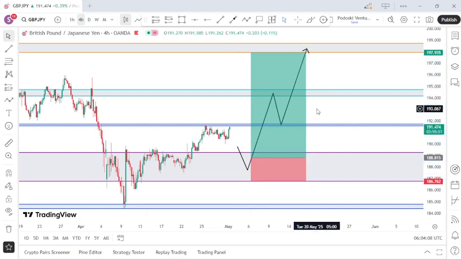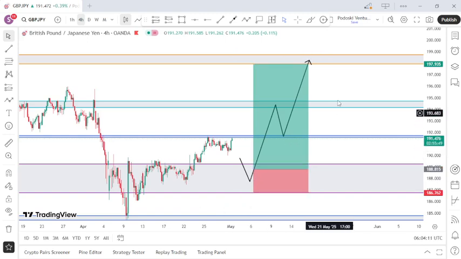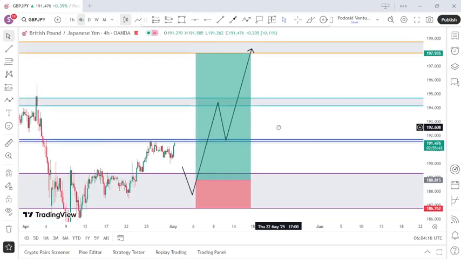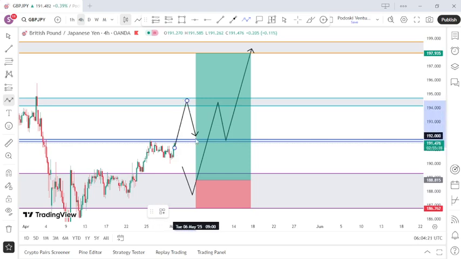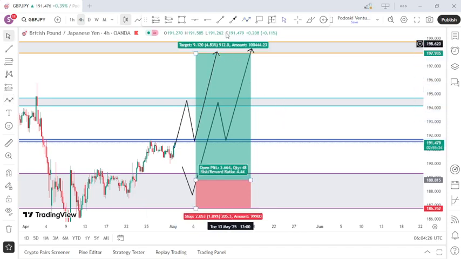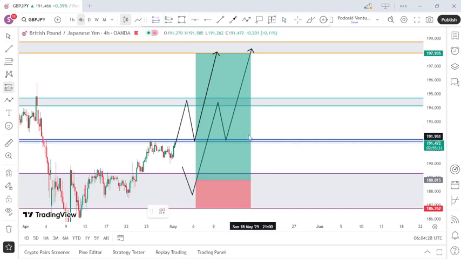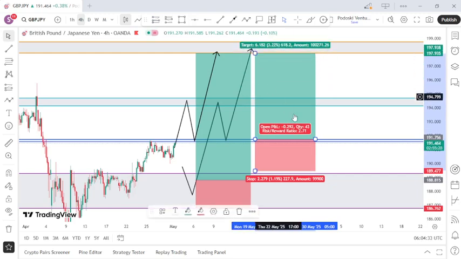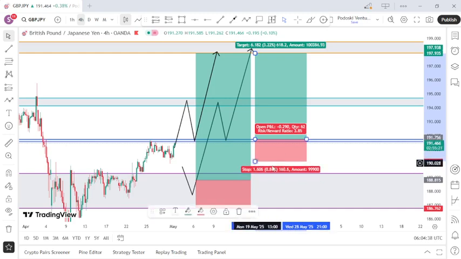If price manages to come back into the zone, then we buy on GBPJPY. But if not, then we are going to wait for price to break out of the 4-hour zone and come back for a retest before we buy on GBPJPY. So the second entry is going to come in after the breakout. If price is able to break out of the zone, we wait for a retest, then we buy on GBPJPY.